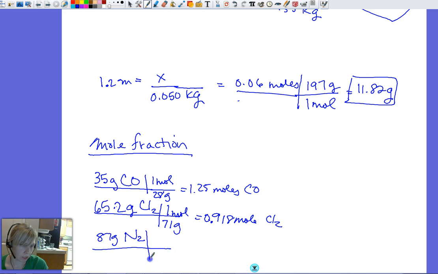And our nitrogen, N2, that's 14 plus 14, so we have 28 grams in 1 mole. So 87 divided by 28 gives us 3.11.